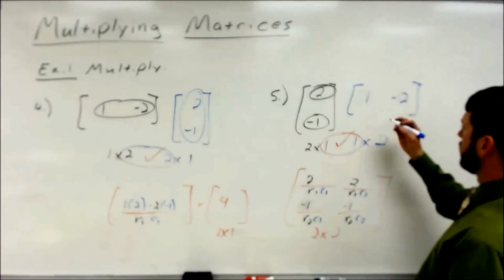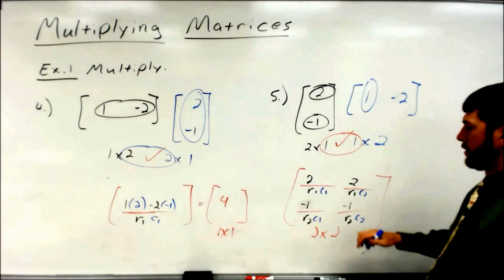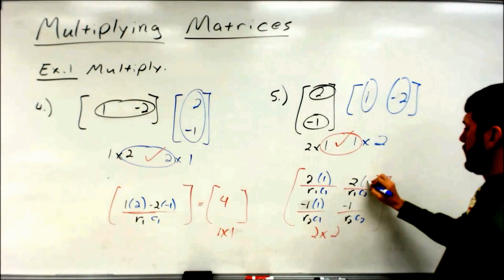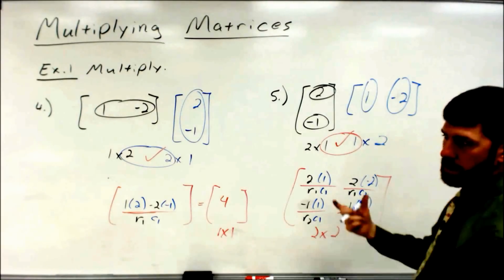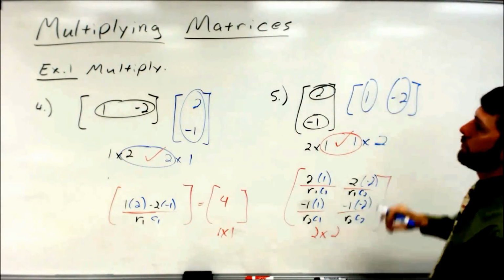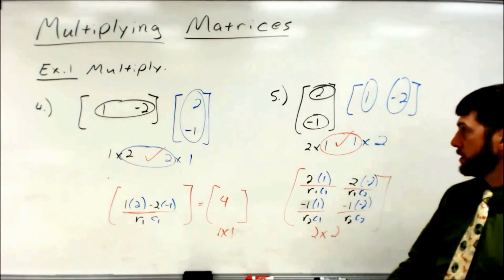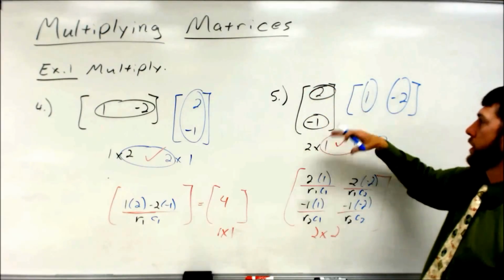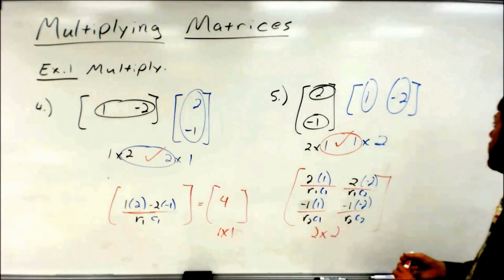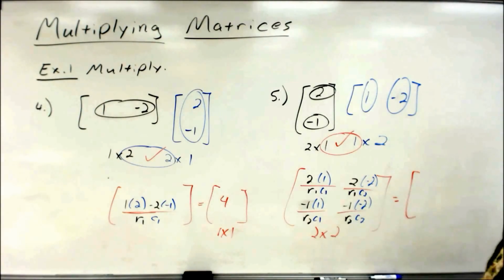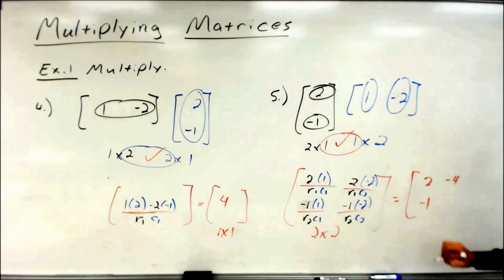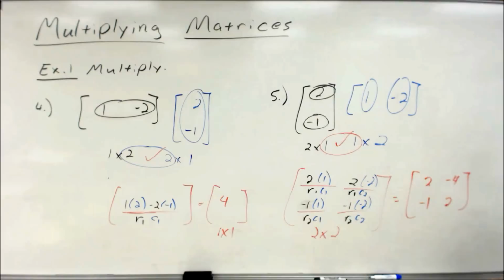Same with our columns. Column 1 is a 1. Column 2 is just a negative 2. So we can see we don't always have to be multiplying multiple values, because here when we have a column matrix and a row matrix, we don't have multiple values. They just have the one value in each row here and the one value in each column here. Go through and we do the arithmetic. You get 2, negative 4, negative 1, and positive 2.